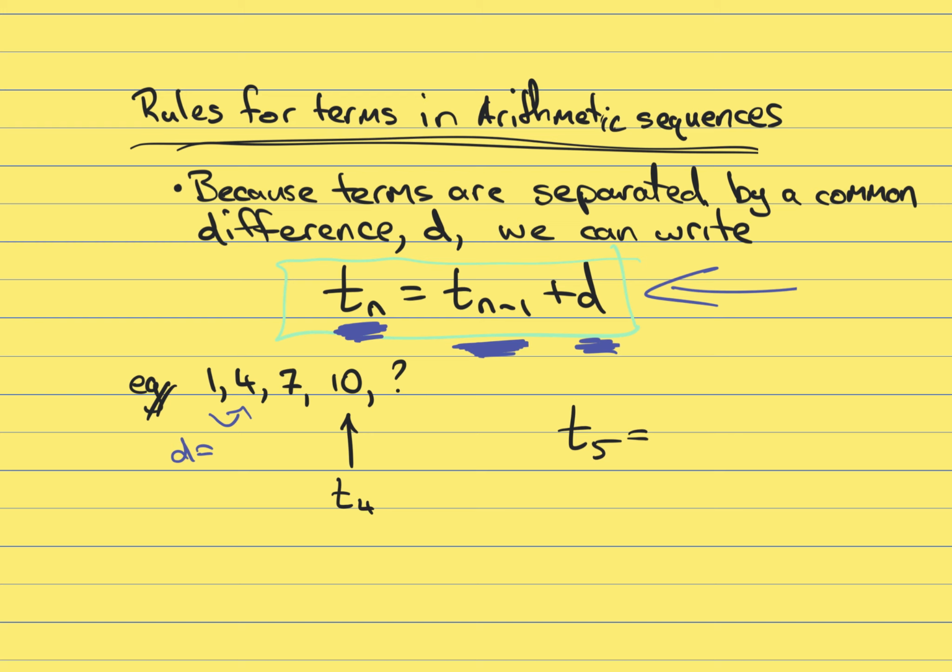The next one along would be n. Okay, so in this example, 1, 4, 7, 10, I've got a common difference of 4 minus 1, which is 3. T4 in that sequence is 10. So then I'm going to say that T5, using our formula up here, is going to be T4 plus the difference, which is 10 plus 3, and that's going to be equal to 13. So the fifth term in that sequence would be 13. Add the D again, you get 16, that's going to be T6.